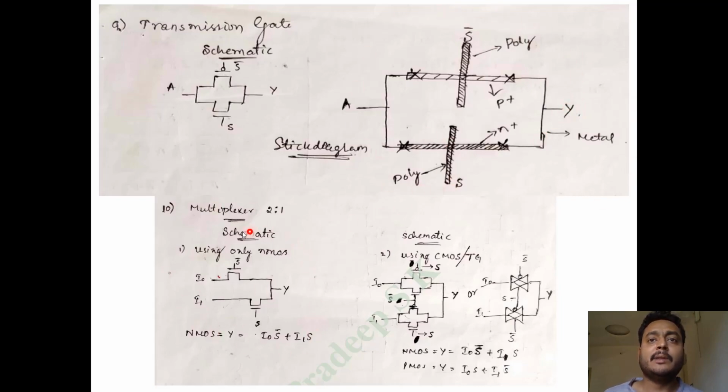You can write the same thing for a 2:1 multiplexer. Usually they will ask for this particular thing in your exams: the schematic and stick diagram for a multiplexer, a transmission gate, and so on. Here you are using the same multiplexer with CMOS technology. You are using only NMOS here, so just replace this NMOS structure with a transmission gate, and you'll get your CMOS version.